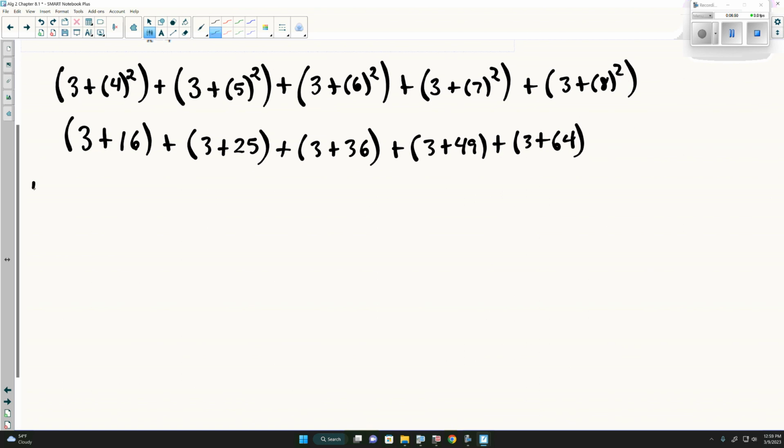Now we can add each one of these together. 16 plus 3 is 19. 25 plus 3 is 28. 3 plus 36 is 39. 3 plus 49 is 52. And 3 plus 64 is 67.